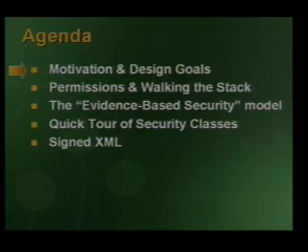To do that, we're going to have to go through a number of steps and introduce some new concepts. We're going to begin with some discussion of the motivation and the design goals behind the framework security model. We're then going to spend a bunch of time talking about permission objects and walking the stack. You may have heard a little bit about permissions in some of the prior talks. They're our basic way of doing authorization checks.